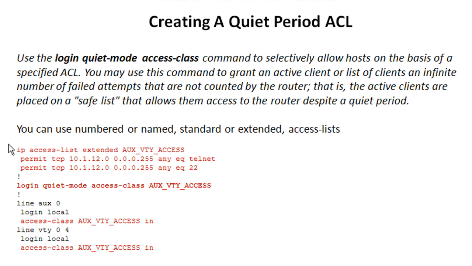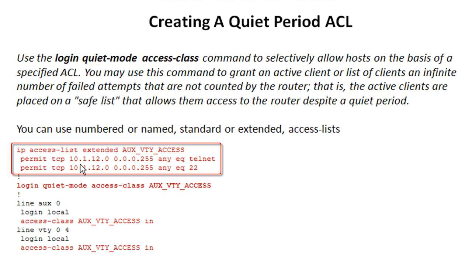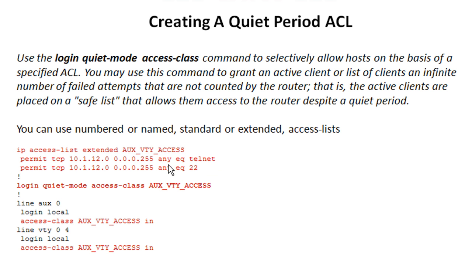So in this case, we've created an access list that just says, allow anything from the 10.1.12.0/24 subnet to access anything. In this case, our VTY and auxiliary lines with either Telnet or SSH. We've decided not to allow HTTP in this case, and I did that just to show that, with the implicit deny statement at the end of an access list, by leaving something out, you're not permitting it, you're actually denying it. Then we just have to reference this access list in our login quiet mode access class command.